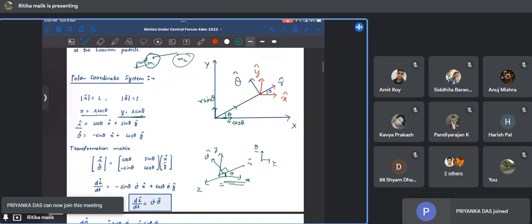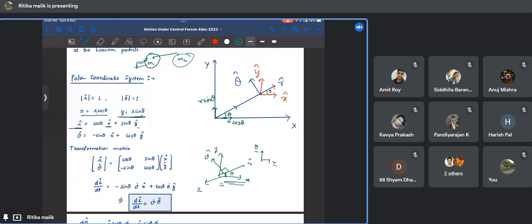So generally, you can always write your r cap axis in Cartesian coordinate system, x cap and y cap. Similarly, theta cap can also be written in terms of x cap and y cap. For example, theta cap makes an angle 90 plus theta with the x axis. So you just add 90 plus theta, and you will get the theta cap direction.